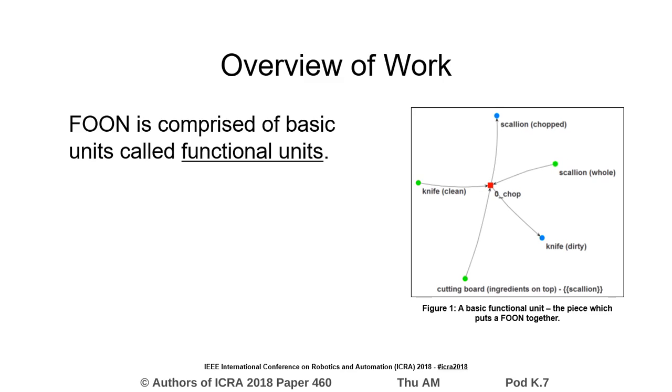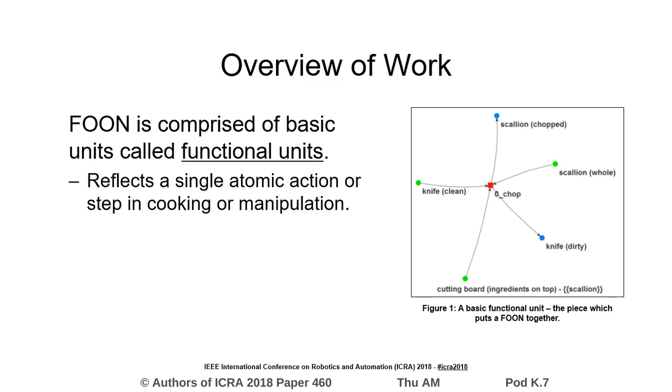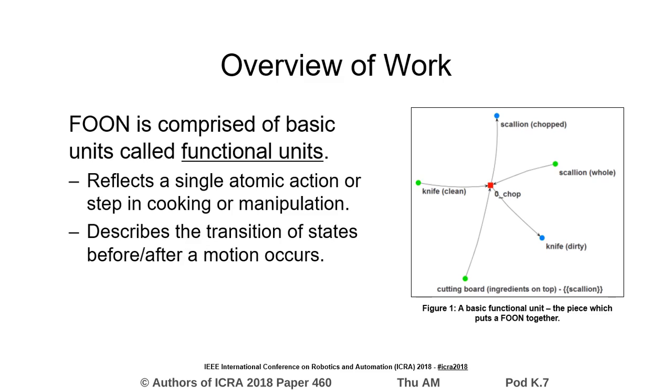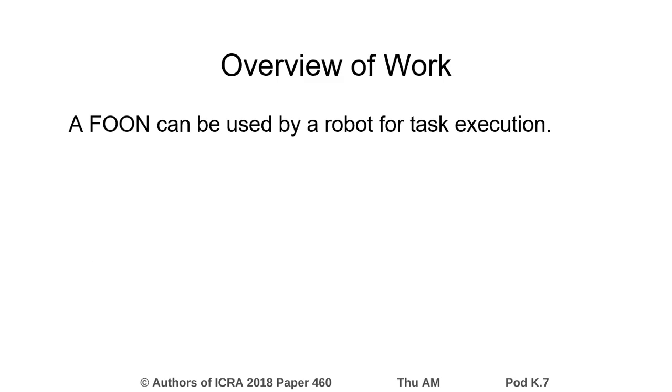Object nodes and motion nodes form what we call functional units, which are the basic learning units of FOON. These units reflect a single action in cooking, and they describe the transition of an object state before and after a motion occurs. A robot can make use of FOON for manipulation tasks.